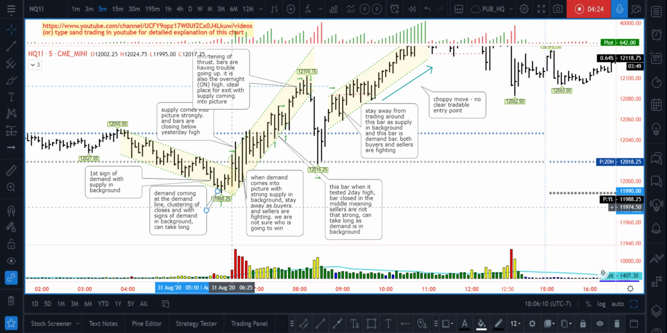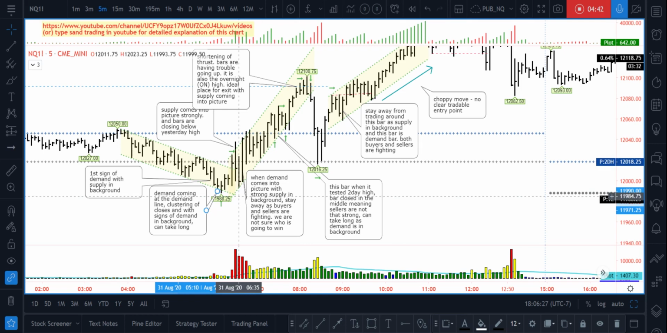Especially there, the reason not to hold is that you are entering the US Open session. So the first couple of bars are wacky bars. We don't know what's going to happen. So see what happens. The next bar, the US Open bar, a significant supply comes up and then closes under yesterday's high, meaning that the supply is strong.